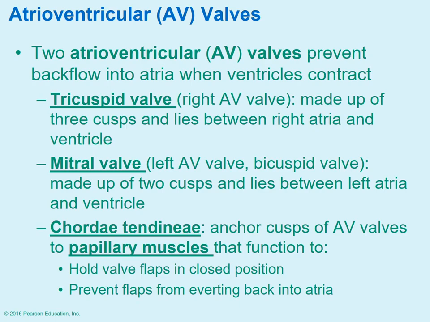With AV valves, you have these chordae tendineae that look like flaps and anchor them to the papillary muscles. It's going to help hold the valves in the proper position. It prevents the flaps from flapping backwards into the atrium. So basically, the chordae tendineae help to position and keep the valves operating properly. So tricuspid on the right, bicuspid on the left.